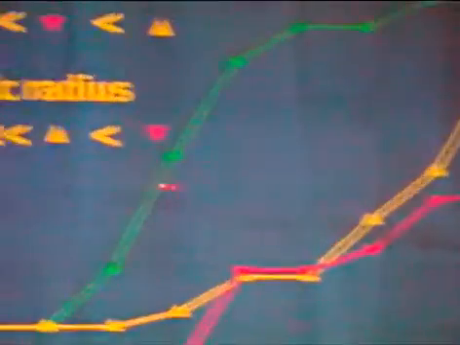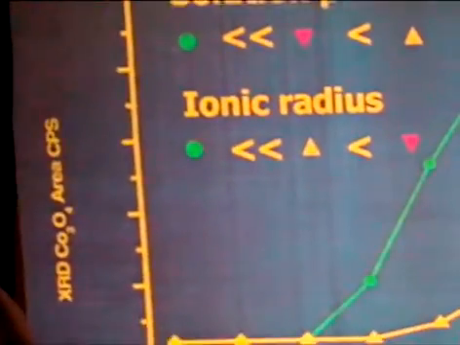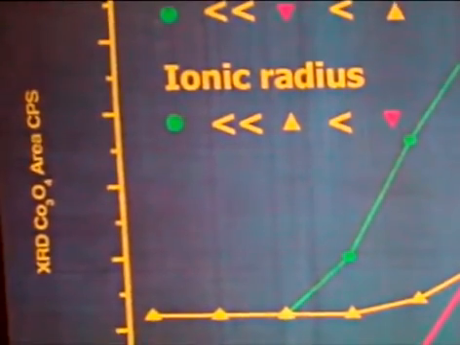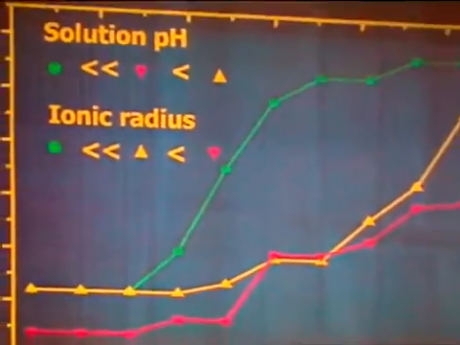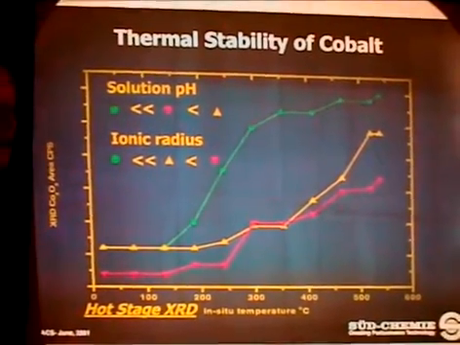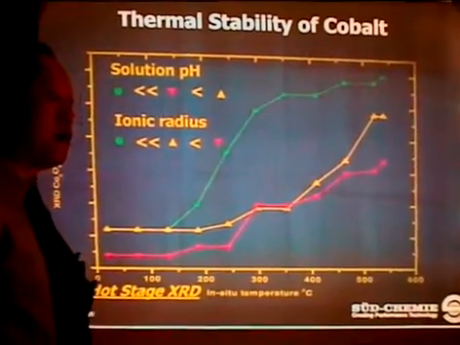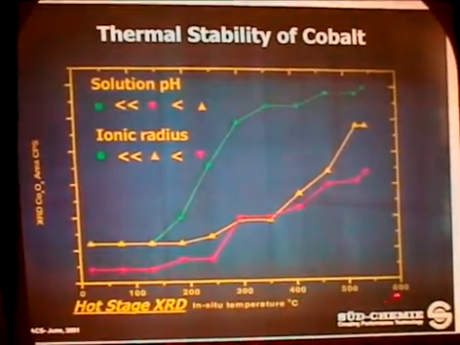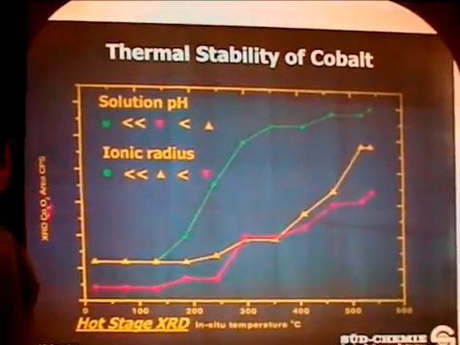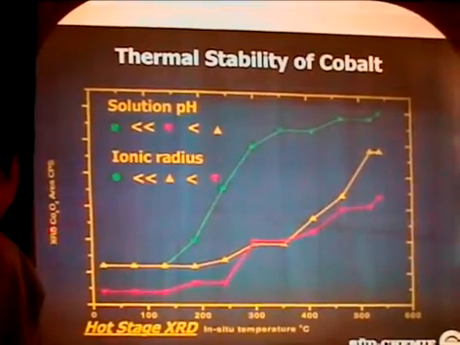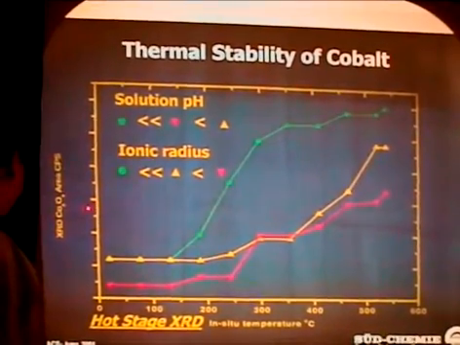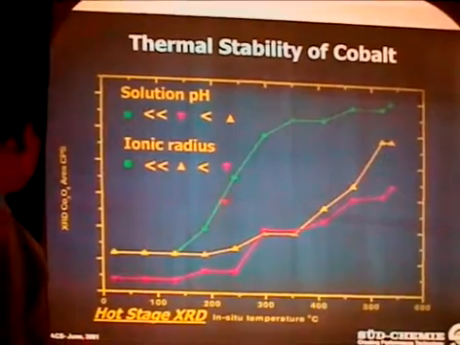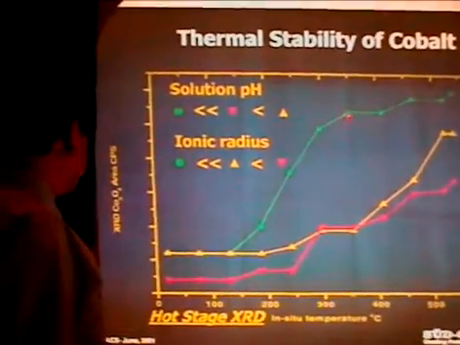Immediately you can see this green line. By the way, this is from hot-stage XRD, which means in situ, you heat the sample in the XRD and simulate calcination. The x-axis is temperature, and the y-axis is the cobalt oxide crystal size. You can immediately see this green line, which is the lowest pH and the smallest ionic radius.